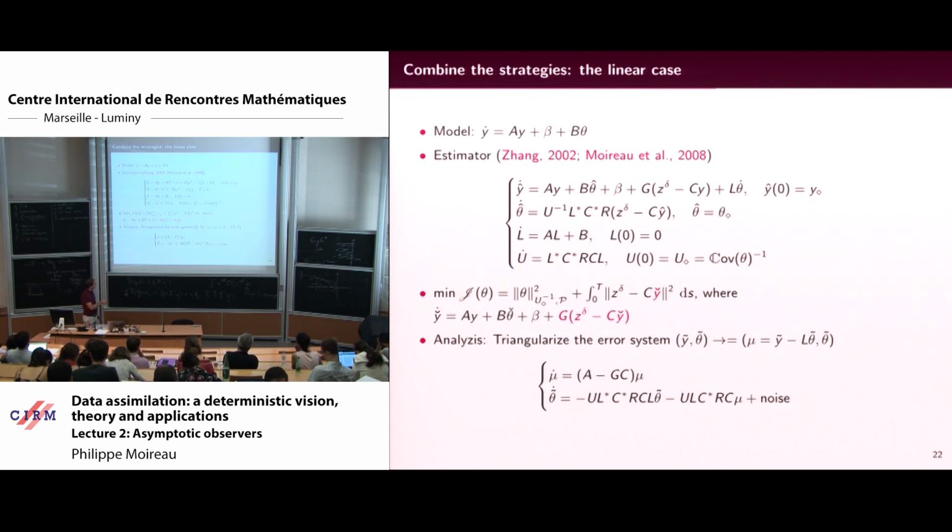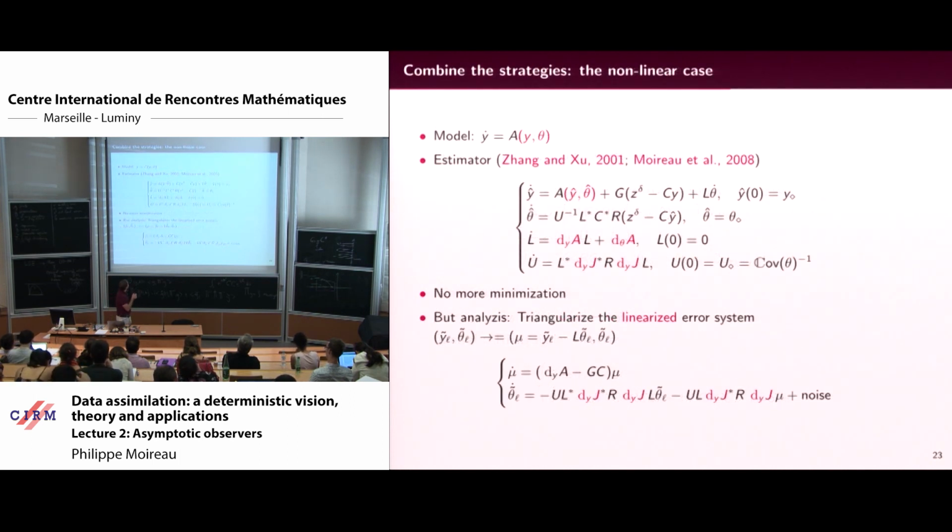And then you just have this term, and you can prove that it goes to 0 as soon as you have an observability condition for the parameter, which is called an identifiability condition. So this is for the linear case, where theta enters the system in the right-hand side, so a very specific parameter situation.